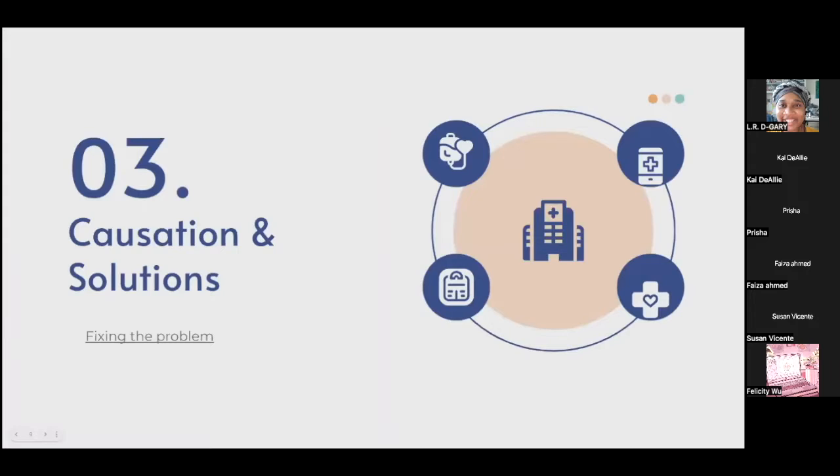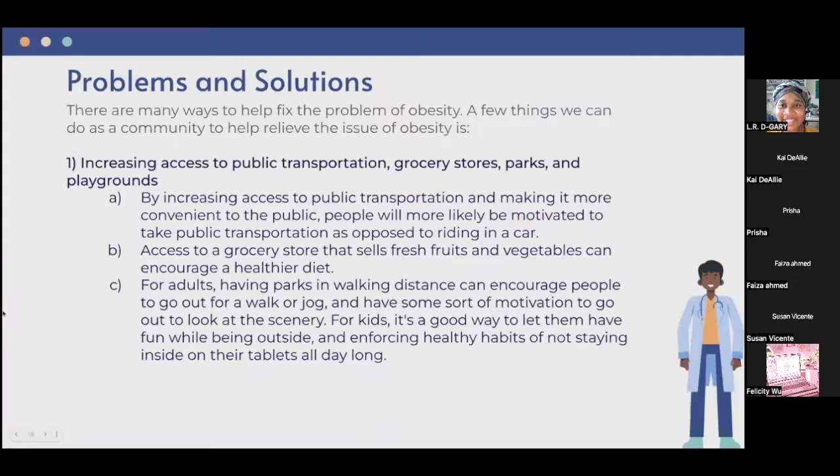Now we'll talk about the different causes and solutions to these health disparities. Carrot wants to know what she can do to help her community lower the risk of obesity. To do that, she had to identify some of the problems that can cause obesity and present possible solutions. One of the main problems that Carrot identified is the lack of public transportation, grocery stores, parks, and playgrounds. By putting those in areas where there's a higher risk of obesity, it can increase the amount of people who would want to walk instead of take a car or the taxi.